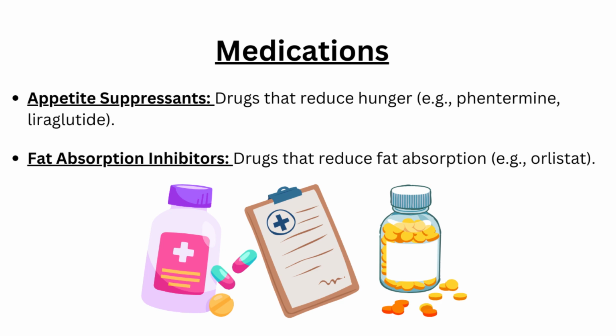Medications for obesity include appetite suppressants, which are drugs designed to reduce hunger, such as phentermine and liraglutide, and fat absorption inhibitors, which help decrease fat absorption from the diet, with orlistat being a commonly used example.